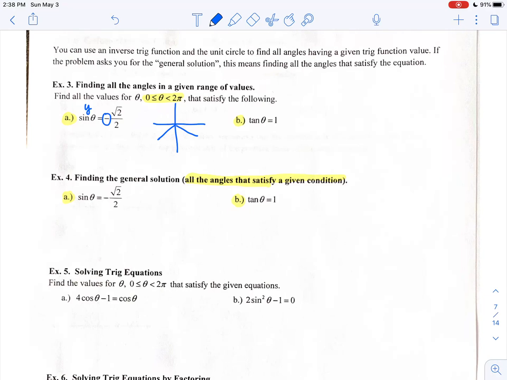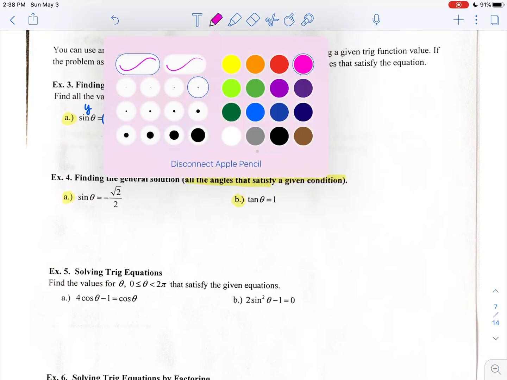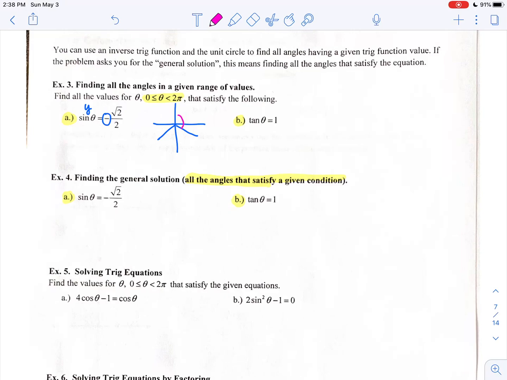The reference angle is pi over 4 for radical 2 over 2. So my first angle I'm going to highlight in pink here, and I drew that wrong. It's starting at the positive x-axis to here, so it's 1 pi over 4 past pi, which is 4 pi over 4, so 5 pi over 4. One of my angles is 5 pi over 4. So sine of 5 pi over 4 is negative radical 2 over 2.